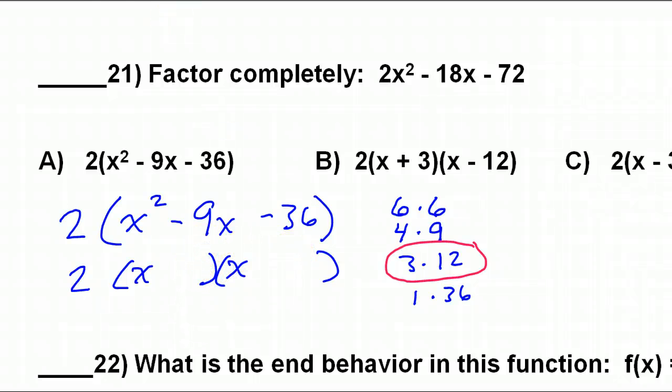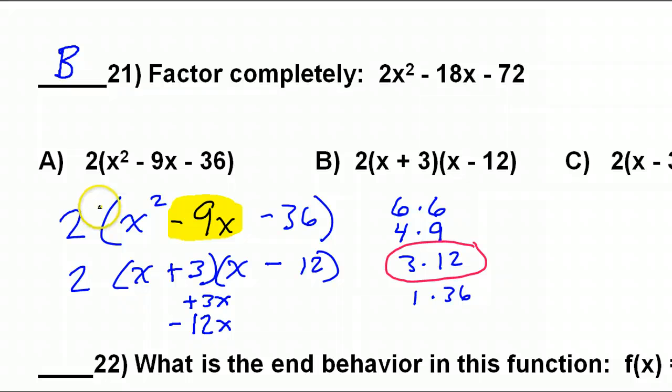So if this is going to be 3 times 12, now we need a negative 9 middle. Right now inner we have 3x, outer we have 12x. To get a negative 9 middle, we need a negative 12 and a positive 3. So there's your negative 12 and there's your positive 3. This is what we're looking for, 2 times x plus 3 times x minus 12. And that is option B. So there you go.